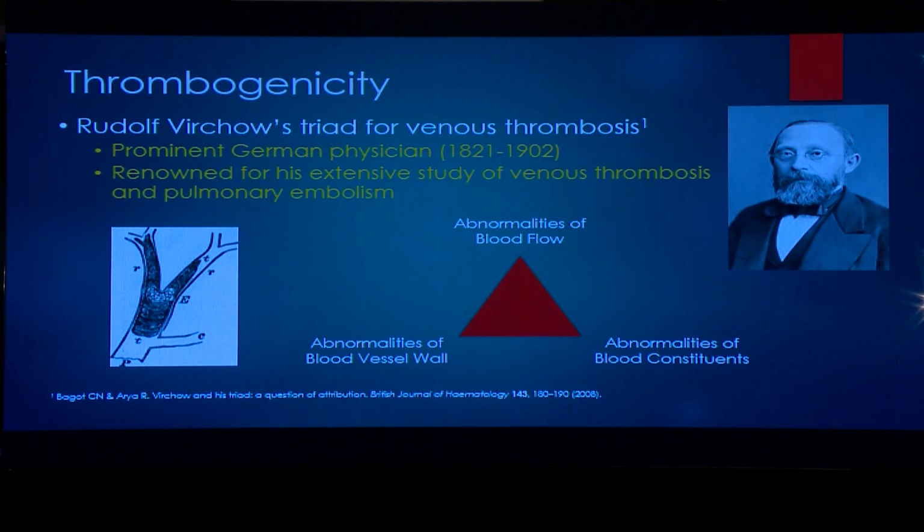Now we know, courtesy of the work of Rudolf Virchow, that the seeds for thrombus formation are sown by the combination of alterations in the flow of blood, abnormalities in the vessel wall, and abnormalities in the constitution of the blood. And so we can instantly see that with flow diversion the conditions are met for thrombus formation, both in the aneurysm sac, which is what we want, but also in the lumen.